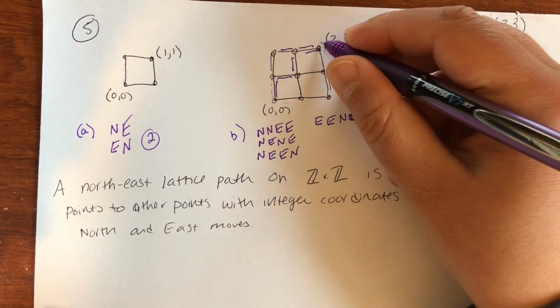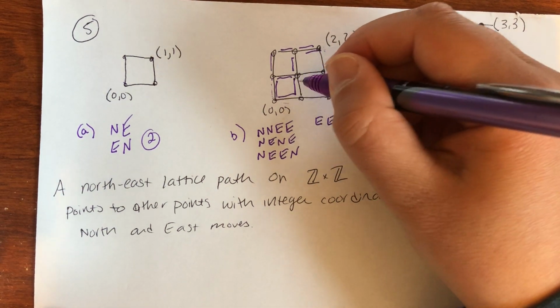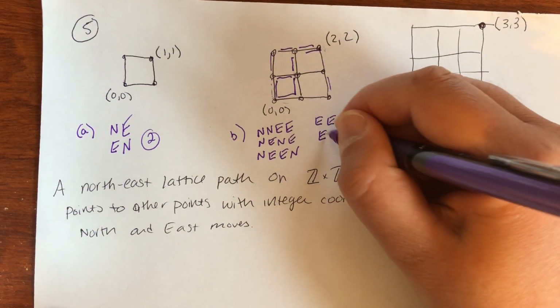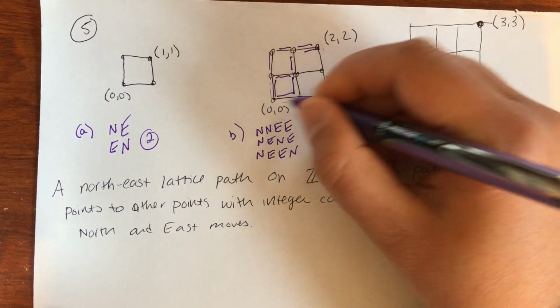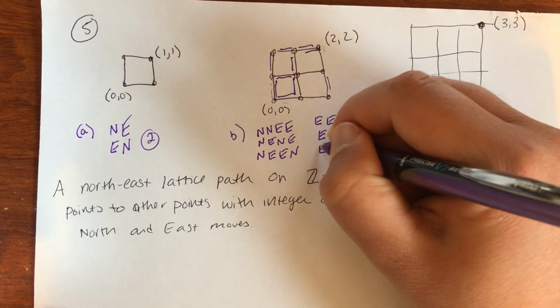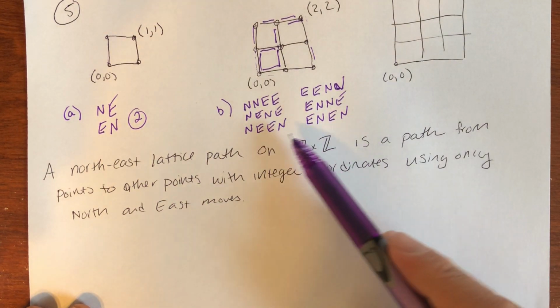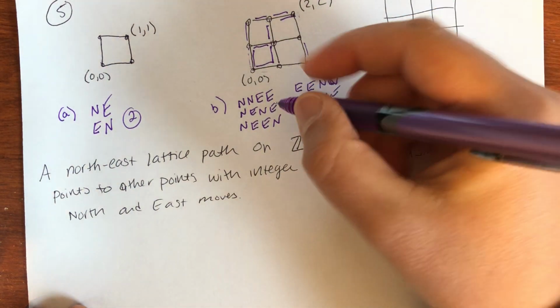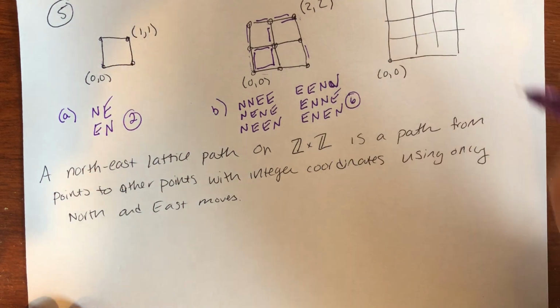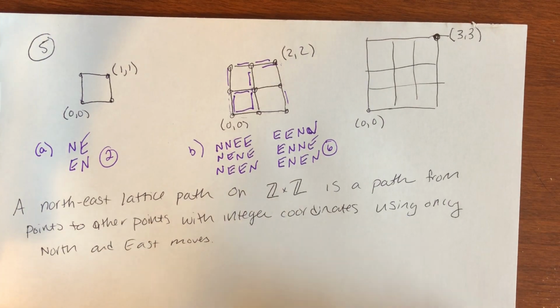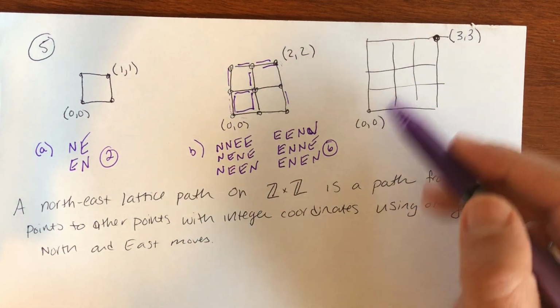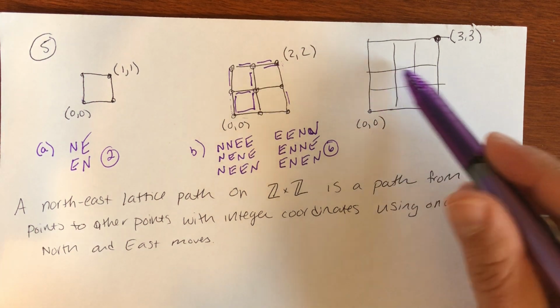East, east, north, north. Or I could go east, north, northeast. Or finally, east, north, east, north. All right, so it ends up being 6. Now, I didn't ask you to do the 3x3 case, but it might be useful for trying to see.